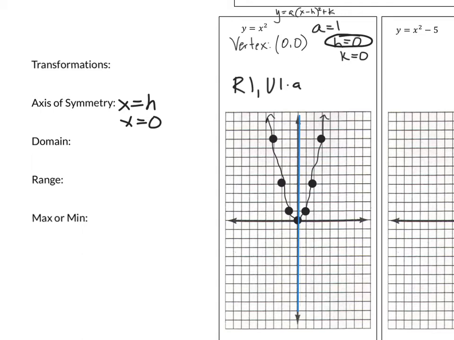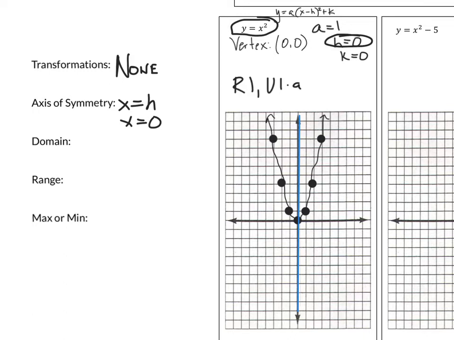All right, transformations. How does this thing shift? This is the parent function. What do I mean by parent function? It's the original, most basic parabola. So in this case, there are no transformations. It's not moving at all. It didn't go right, left, down, or up. It's not stretching, it's not compressing, none of that.